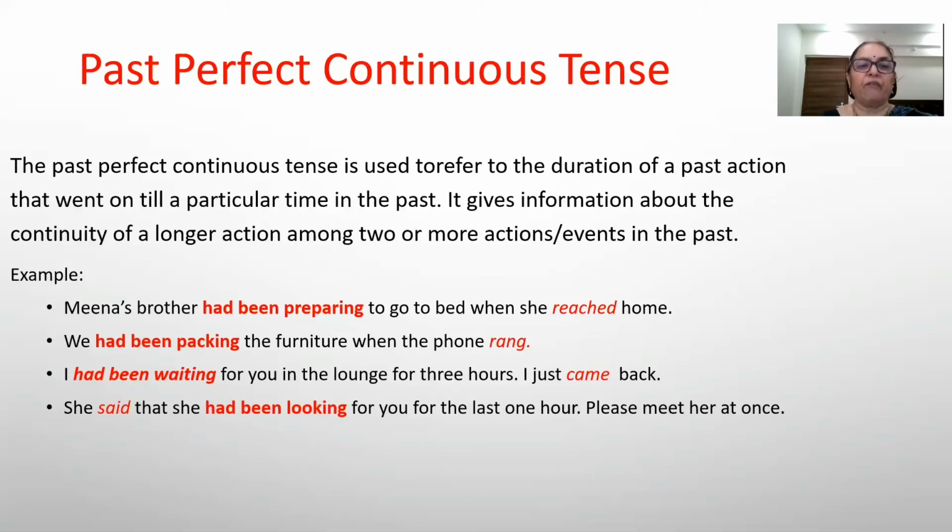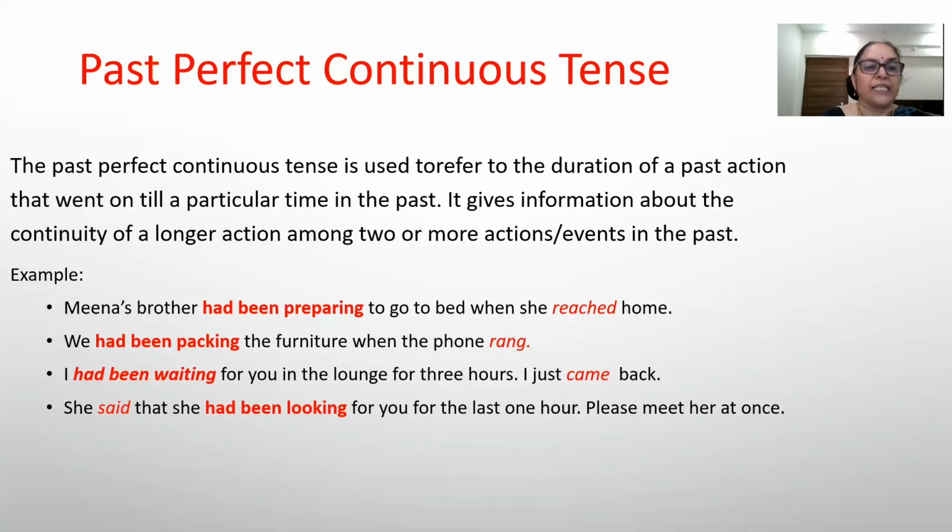Now, I had been waiting for you in the lounge for 3 hours. I just came back. So, I had been waiting for you in the lounge for 3 hours. So long back, he was waiting continuously. I had been waiting for you. And I just came back. He came back. She came back.